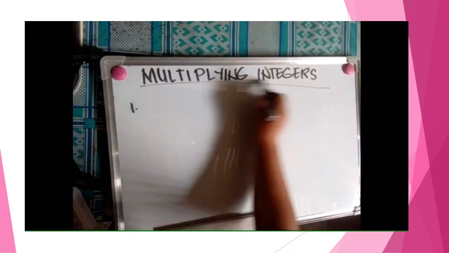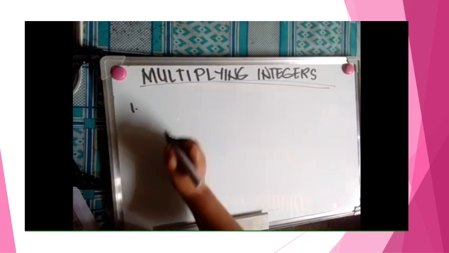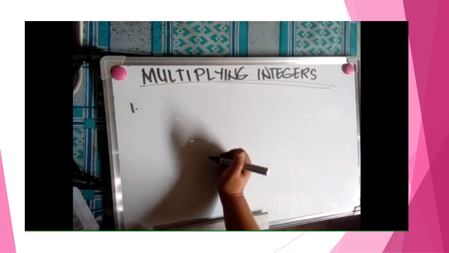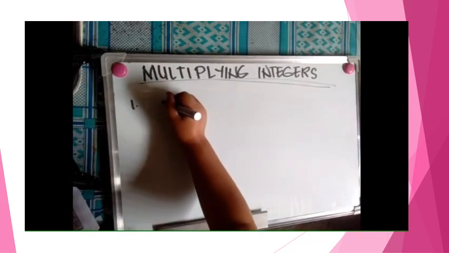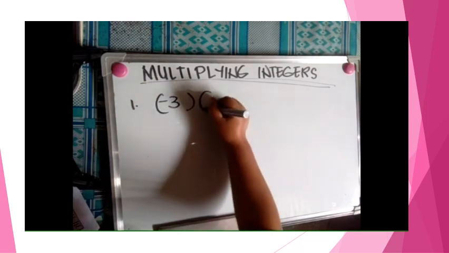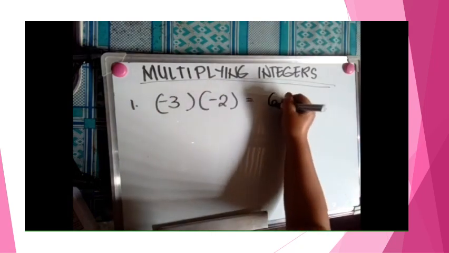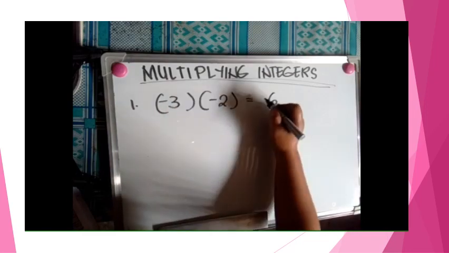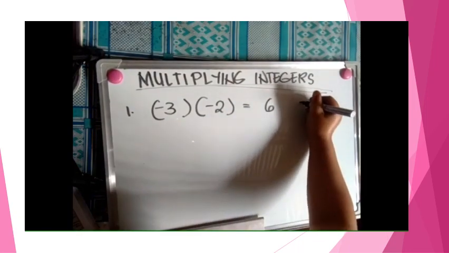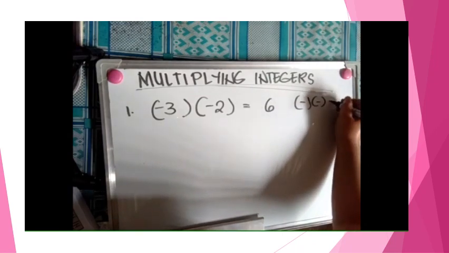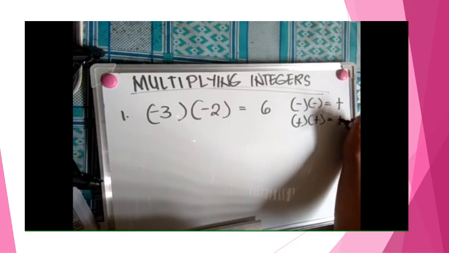Okay, so let's proceed to multiplying integers. We have rules in multiplying. The first rule is that when you multiply two numbers with the same sign, the product is positive. For example, negative 3 times negative 2. The product is positive. 3 times 2 we have 6. Are they the same sign? Yes. Therefore, negative times negative is equal to positive. Note, class: negative times negative is equal to positive, or positive times positive is equal to positive.